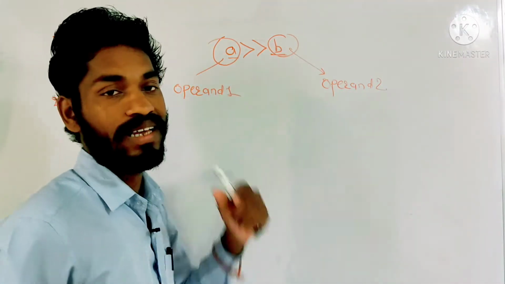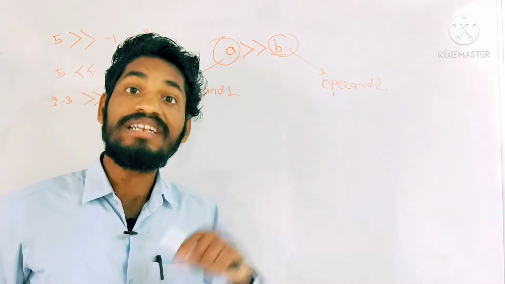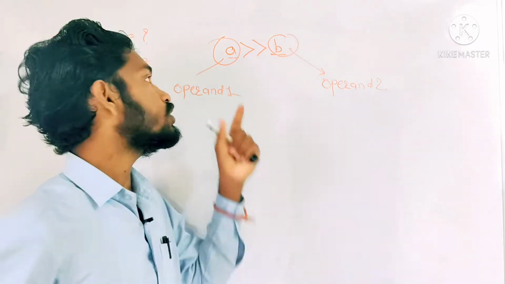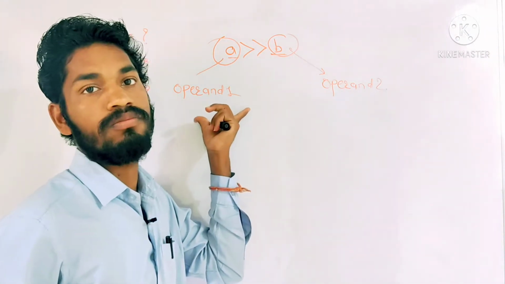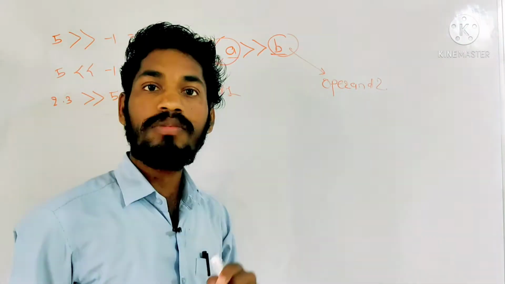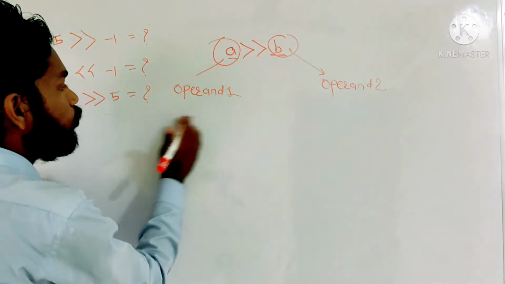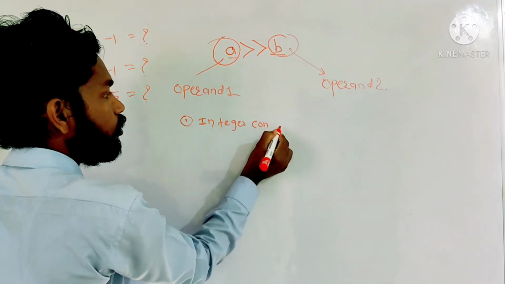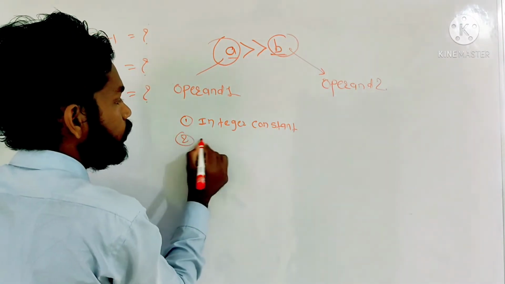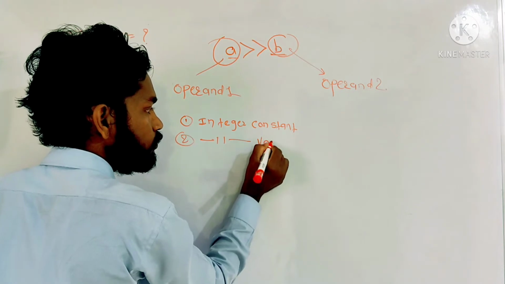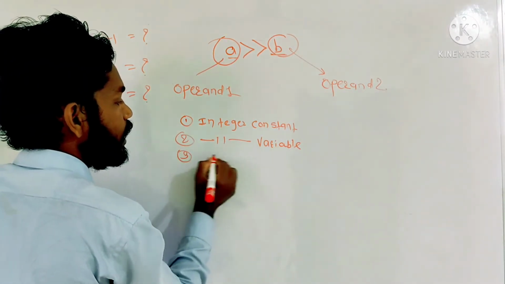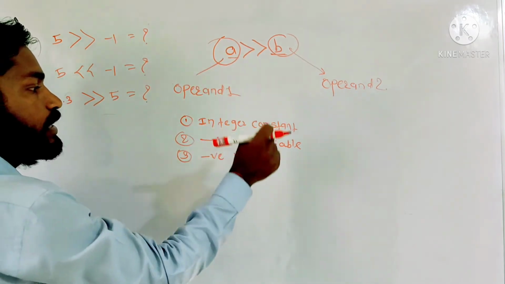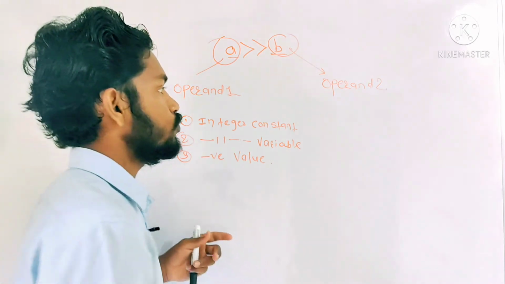First we will discuss what things we can use here. Operand A can be an integer variable, an integer constant, or a negative value also. We can use integer constant, integer variable, or negative value here. The compiler will work fine, there is no issue.